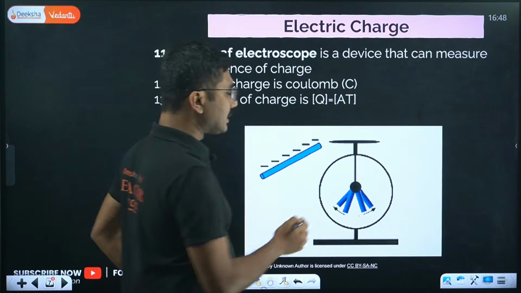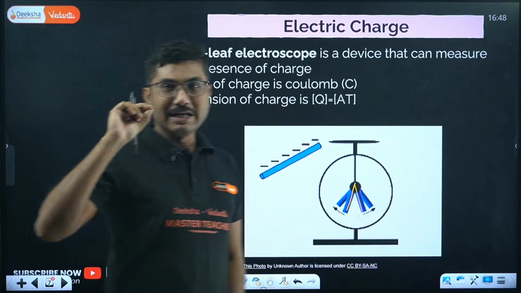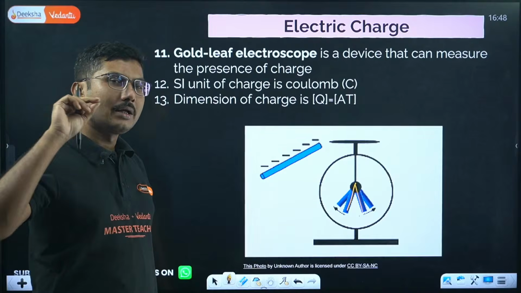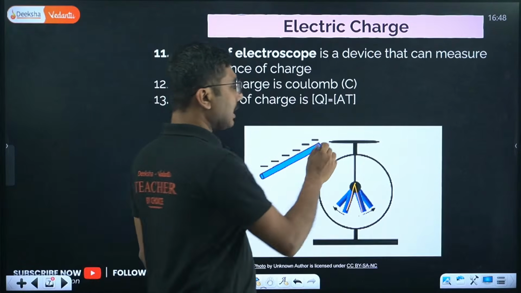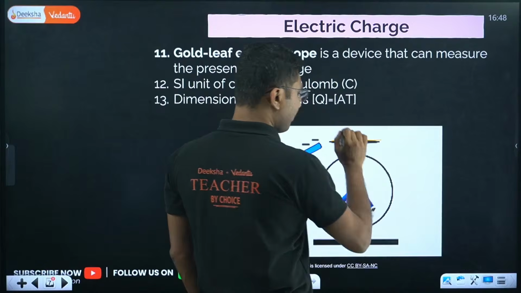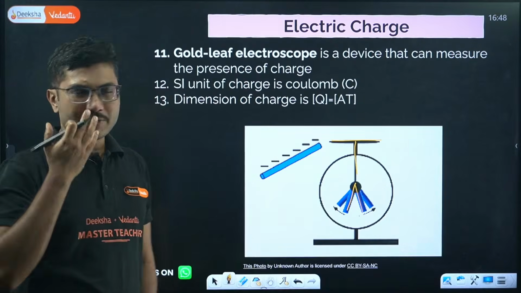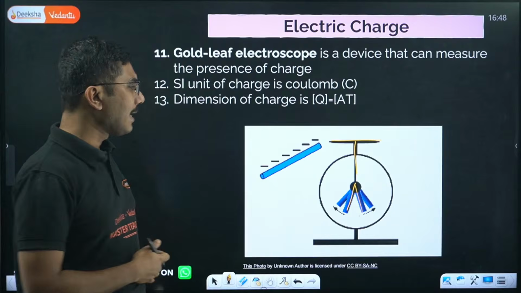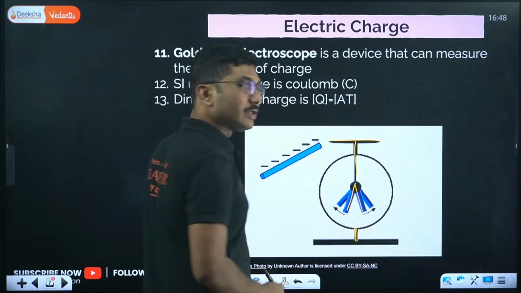A gold leaf electroscope basically consists of two very tiny, thin, paper-like gold foils, and there is a conductor like this. It is put inside a glass jar. The design can vary based on the equipment, and the jar is grounded.